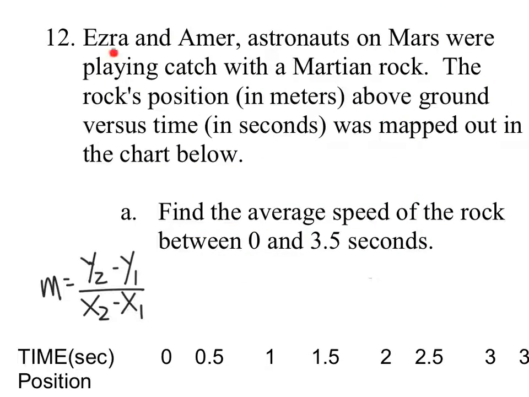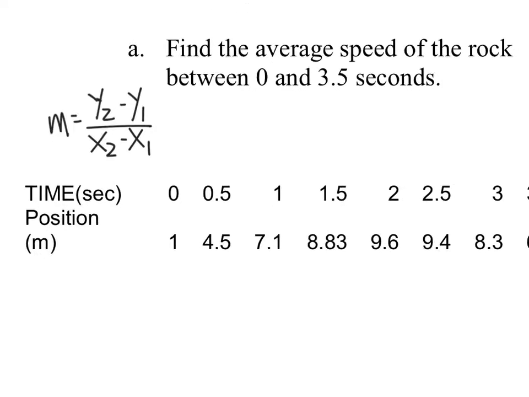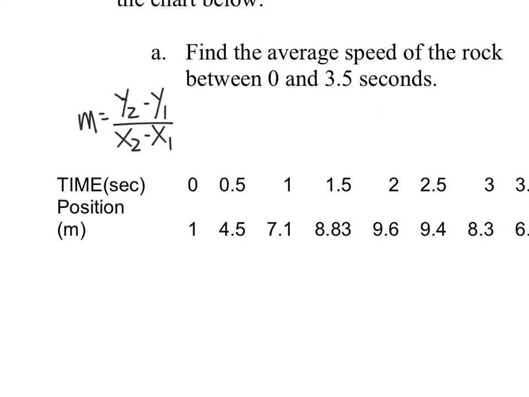Question number 12 says, Ezra and Amir, astronauts on Mars, were playing catch with a Martian rock. The rock's position, which is in meters above the ground versus time in seconds, was mapped out in this chart below. So let's take a look at this chart. So here we've got time, and we've got position in meters. It says, find the average speed of the rock between 0 and 3.5 seconds.